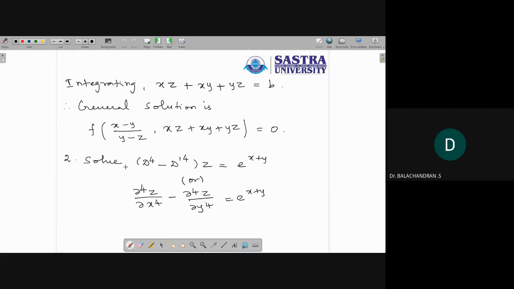And the next problem. This is also a little bit of a different problem, that's why I want to explain this one. D power 4 minus d dash power 4 into z equal to e power x plus y. This is another form of d and d dash.